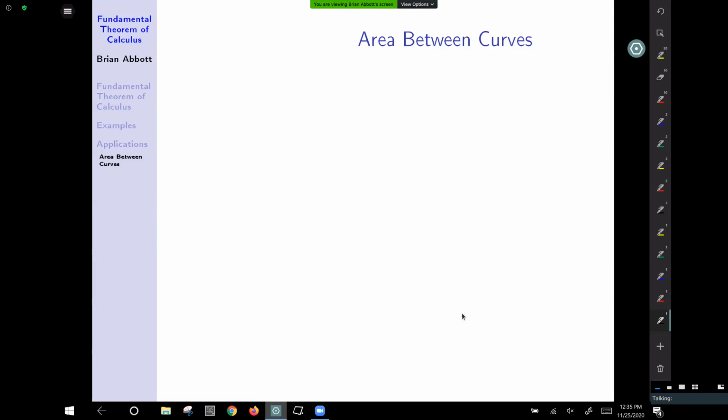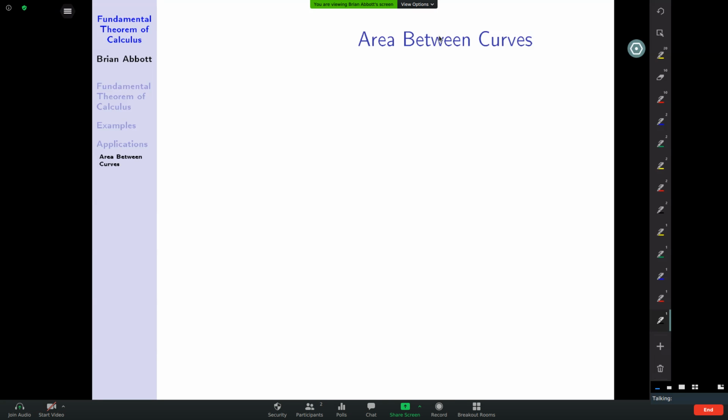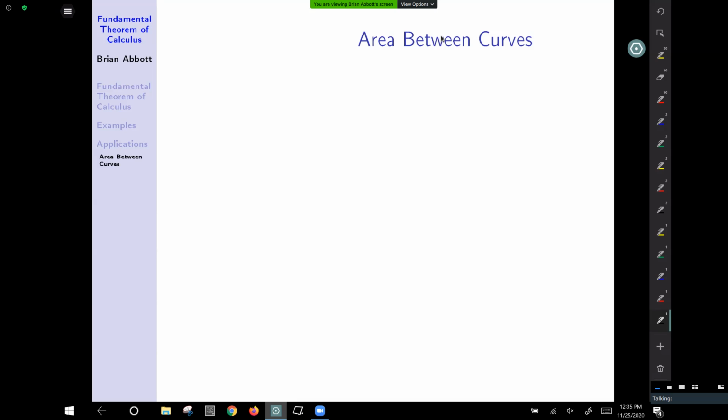All right, a major application of the fundamental theorem of calculus is that we can use it to find areas between curves. So what do we mean by that? Let's take a look at an example. Let's draw two functions. First, let's establish we're going to integrate. We're interested in the area trapped between these two curves over the interval from a to b.